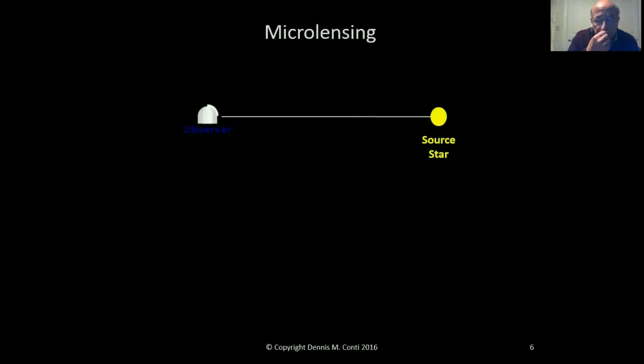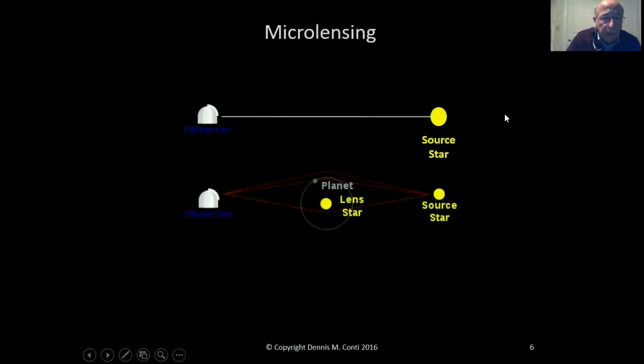So let's review again what microlensing is. If we have a source star, let's say close to the center of the Milky Way, and an observer here on Earth, and all of a sudden a planetary system, let's say one that has a star and a planet, moves between us, the observer, and the source star, a microlensing event takes place.